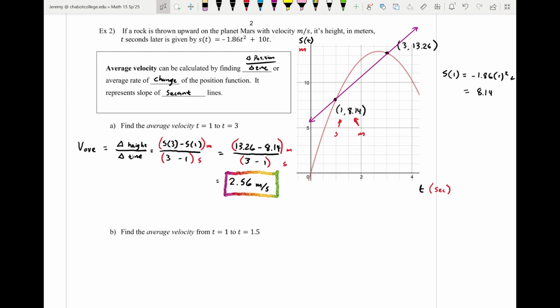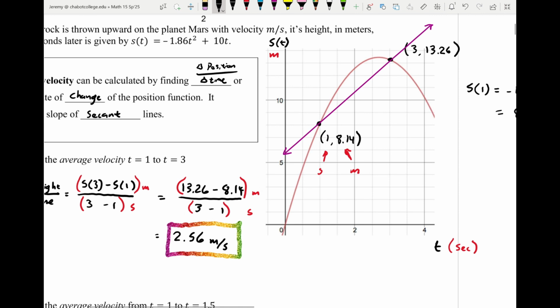Okay, let's do part B. We want to find the average velocity from t equals 1 to 1.5. So I go over here to 1.5, that is this ordered pair right here, and let's figure out what the output value is. If I put 1.5 into this function, what I get out, again, used my calculator for this, is 10.815.